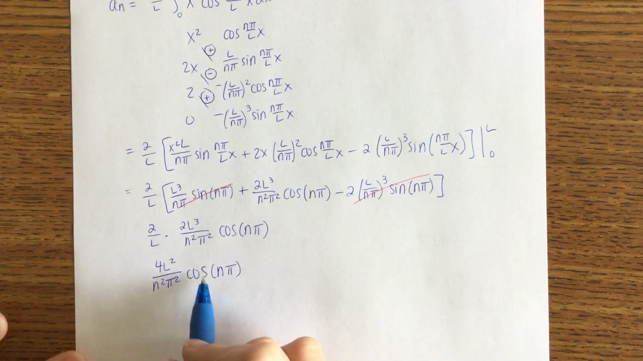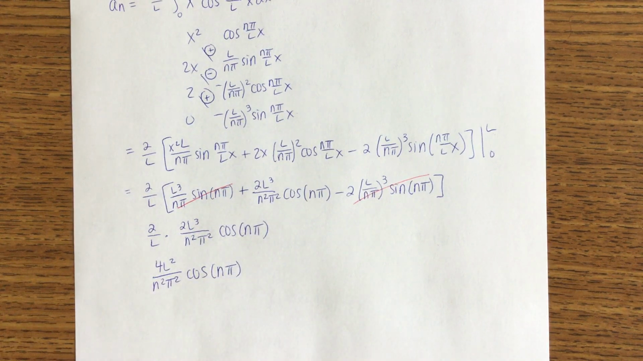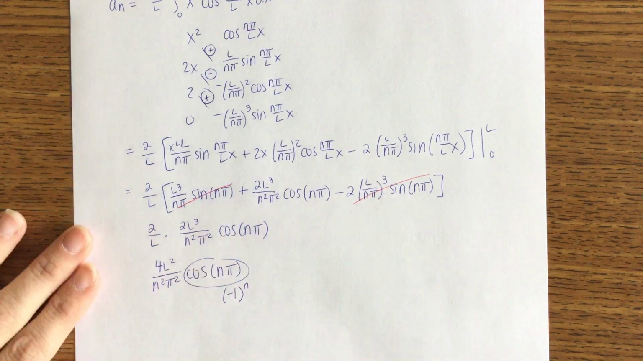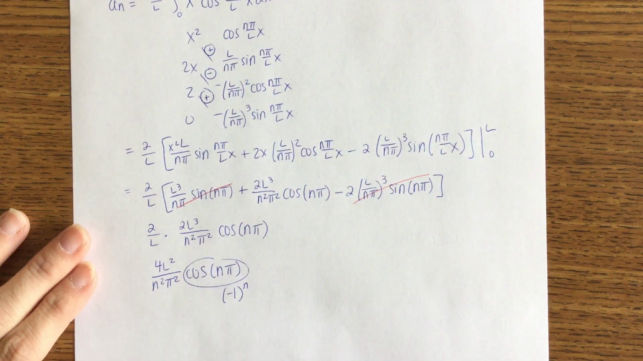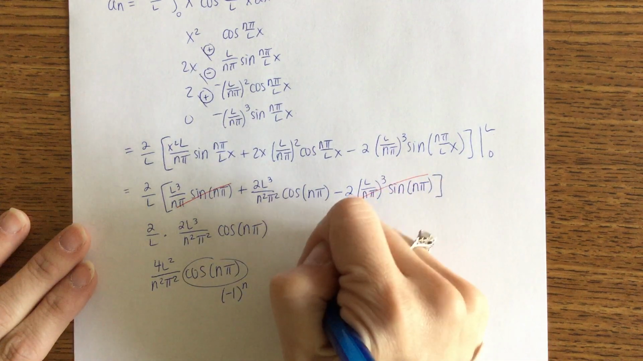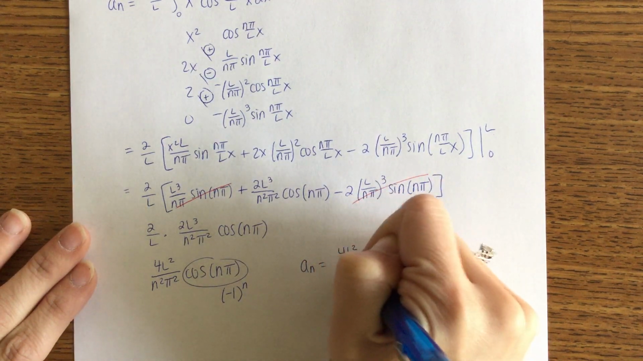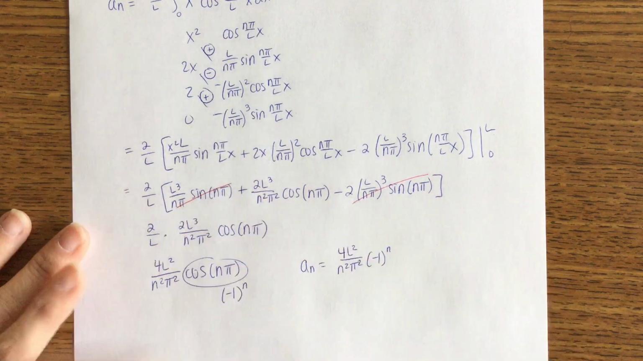So we talked about cosine of n pi is either 1 or negative 1. Cosine of n pi we can replace by negative 1 to the n. So this gives us an a of n of 4L squared over n squared pi squared times negative 1 to the n.